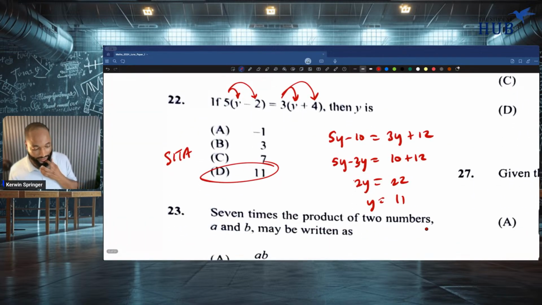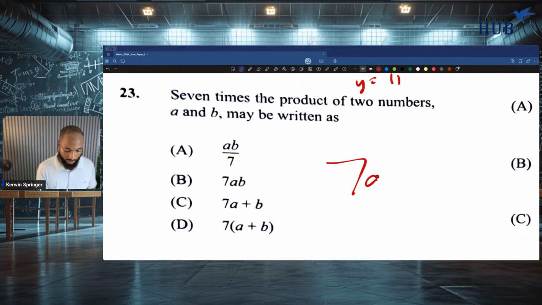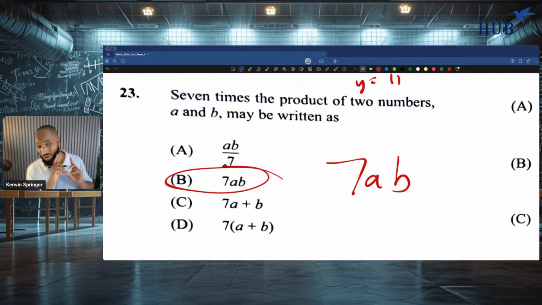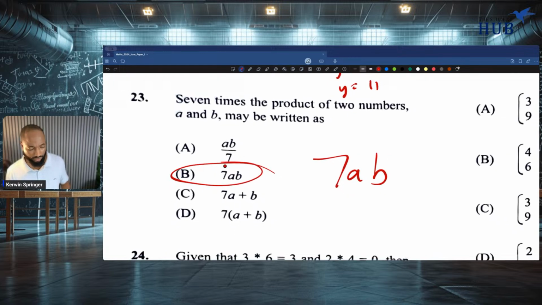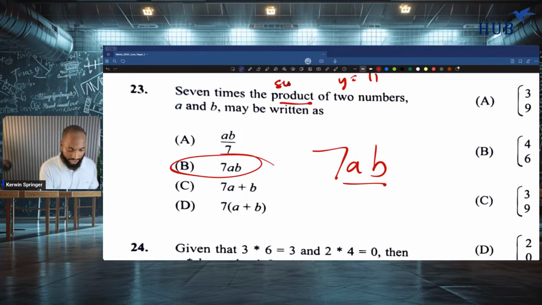Very nice. 23, 7 times the product of 2 numbers. That comes up plenty, this kind of phrasing. So make sure you know number 23. Product means multiply. Sum means add. So 7 times the sum of 2 numbers will be 7 by a plus b. Understand?